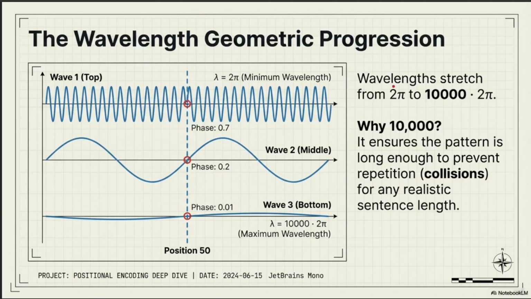Mathematically, we achieve this by stretching the wavelengths in a geometric progression. So this one, the first one, has a very short wavelength. As we can see, it wiggles constantly. The bottom wave has a massive wavelength.